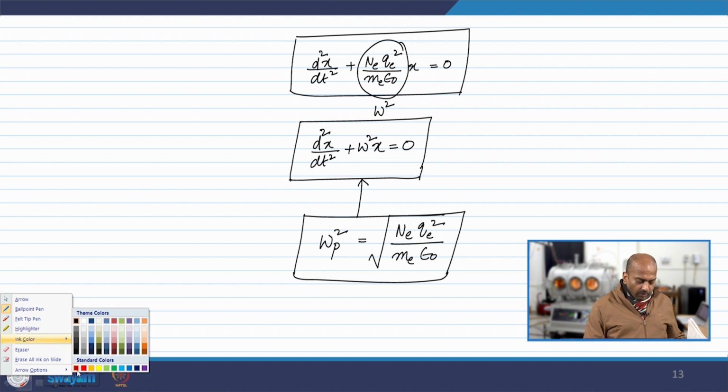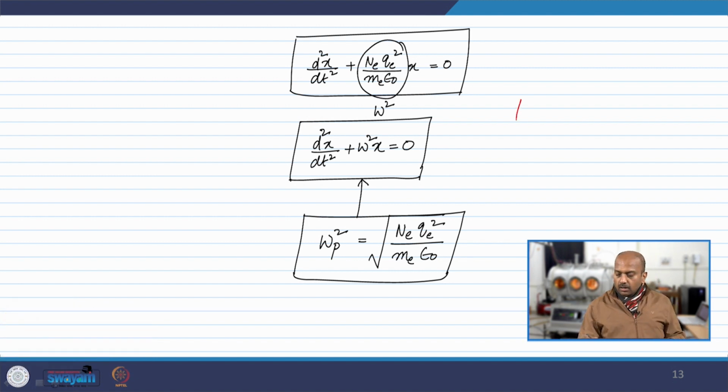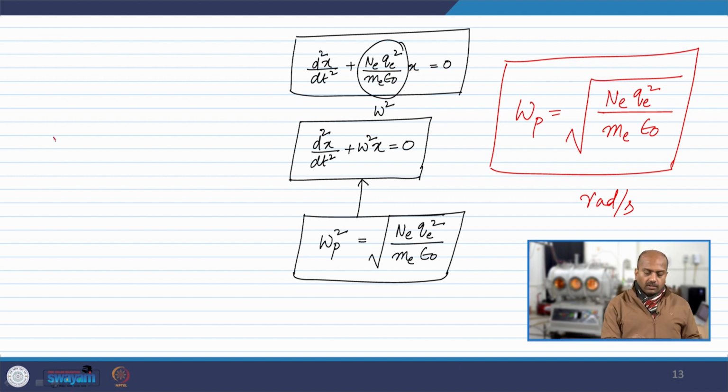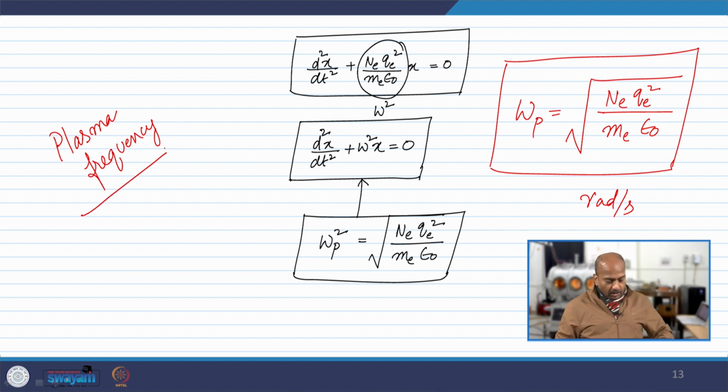We will derive the plasma frequency using a totally different approach, maybe in the subsequent classes, but ωp is the square root of n e q_e² by m_e ε₀. The units are radians per second, and this frequency is called the plasma frequency. The characteristic frequency of plasma oscillations is called the plasma frequency.